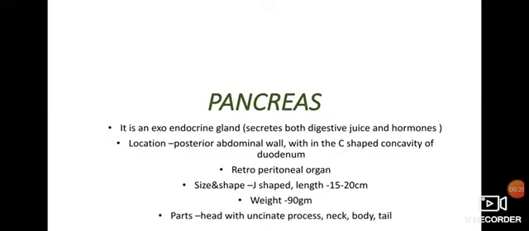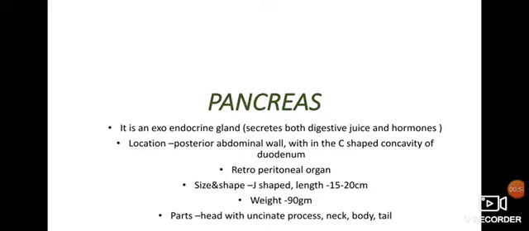It is located within the concavity of the duodenum in the posterior abdominal wall. So it is fixed to the posterior abdominal wall and is a retroperitoneal organ. That means it doesn't have a peritoneal covering. So it is a fixed organ which is not movable. It is J-shaped, the length of this gland is 15 to 20 centimeters, and it weighs approximately 90 gram.